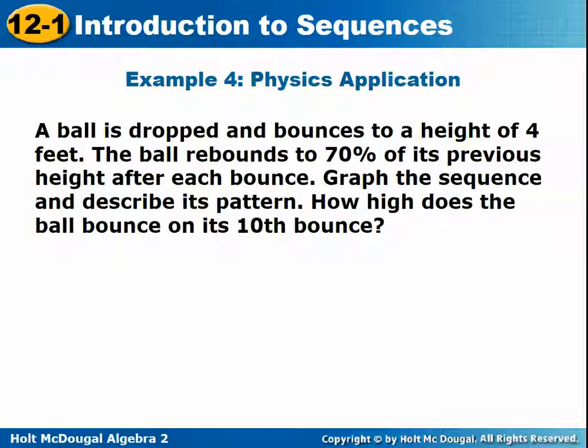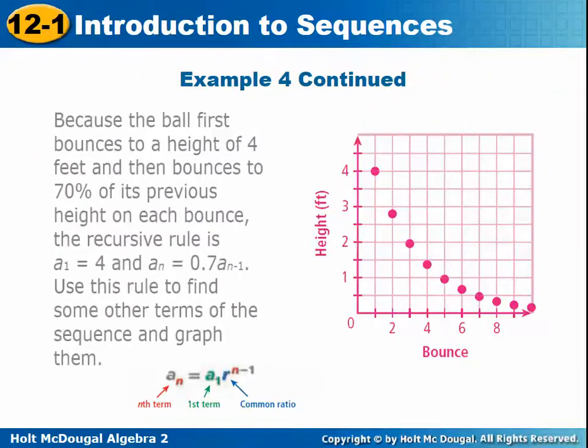Here's some application problems. A ball is dropped and bounces to a height of 4 feet. That's our first term. The ball rebounds to 70% of its previous height. 70% of 4 feet would be 2.8 feet. Graph the sequence and describe its pattern. How high does the ball bounce on its 10th bounce?